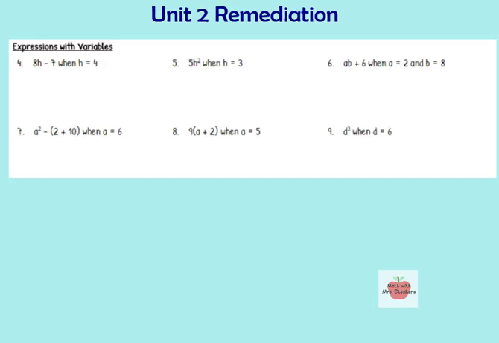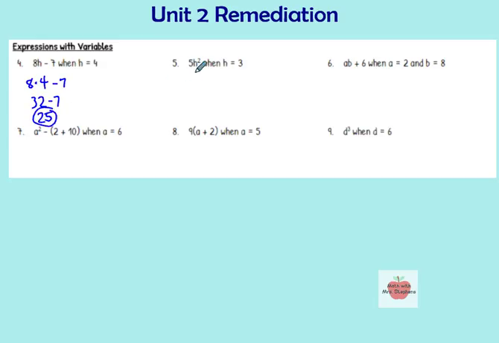Numbers 4 through 9 are similar to the first 3, except we need to substitute the value of the variable. 8h minus 7 when h equals 4. 8h represents 8 times 4. 8 times 4 is 32. 32 minus 7 is 25.